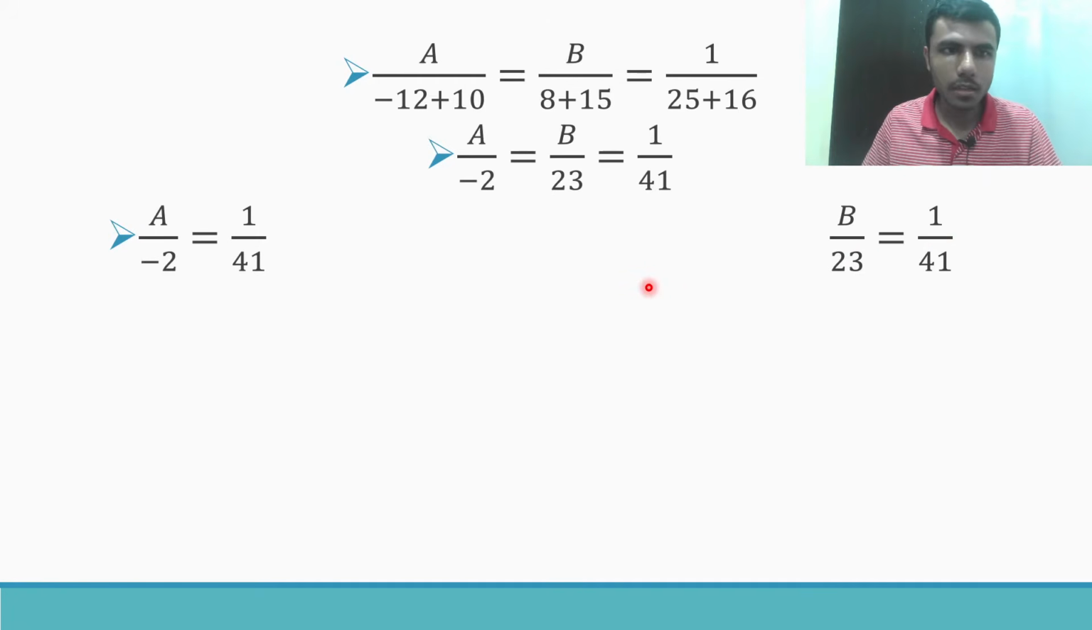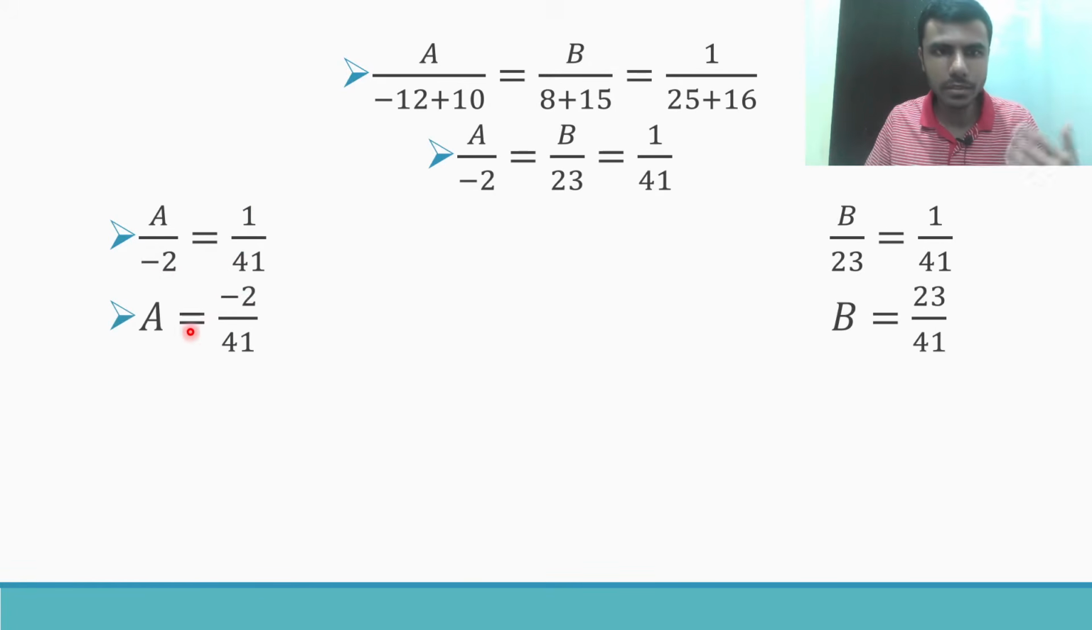Fine. So send this minus 2 here, so I'll get a is equal to minus 2 by 41. Send this 23 here, so I'll get b as 23 by 41.